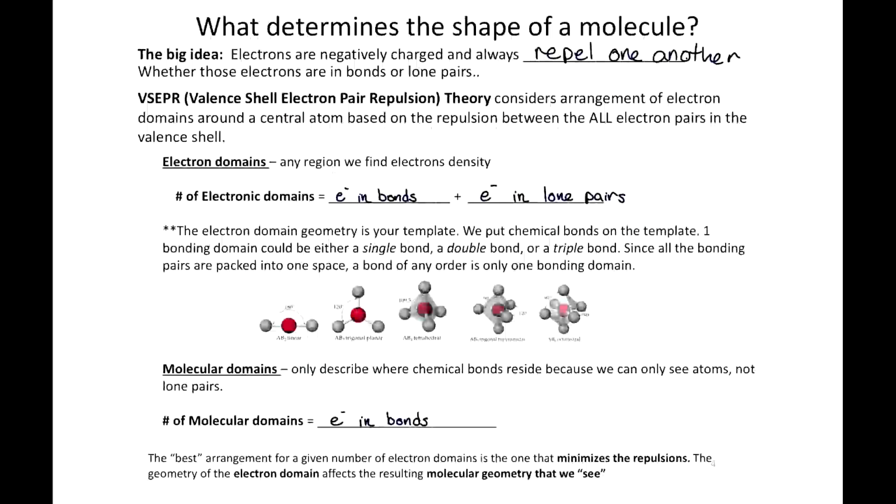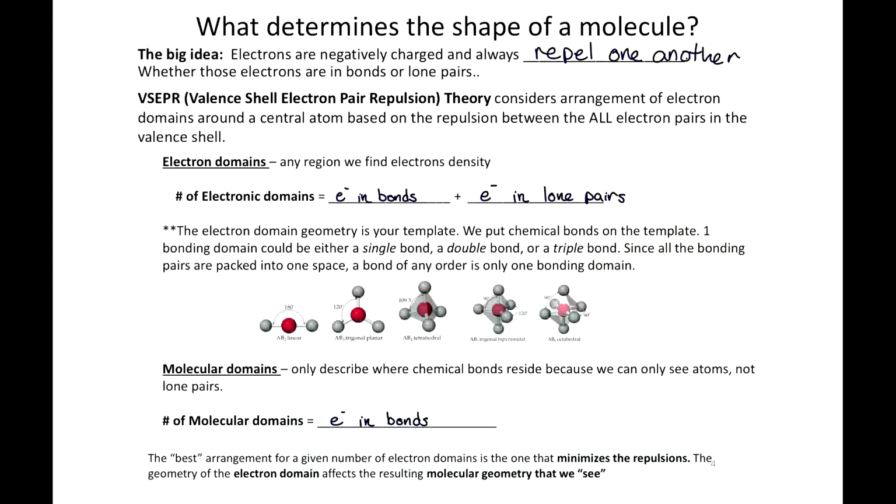All right, so what determines the shape of a molecule? The big idea here is that bonds are made of what? Electrons. A lone pair is made of what? Electrons. Electrons are what charge? Negative. Negatively charged things are repelled by one another. So they want to get as far away from one another as possible.